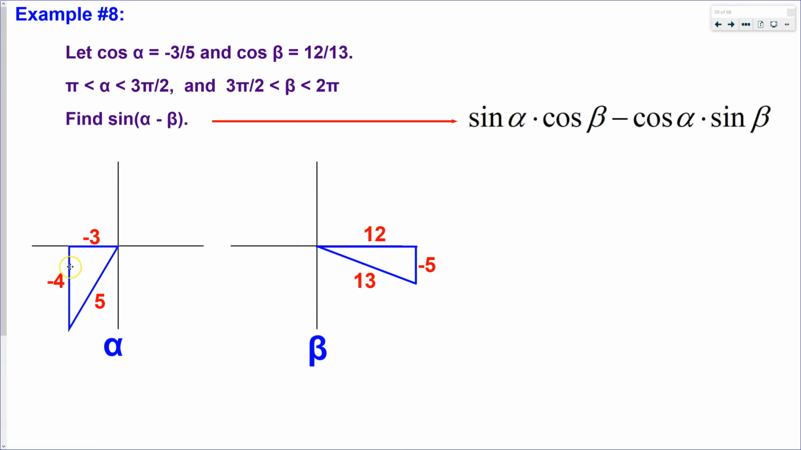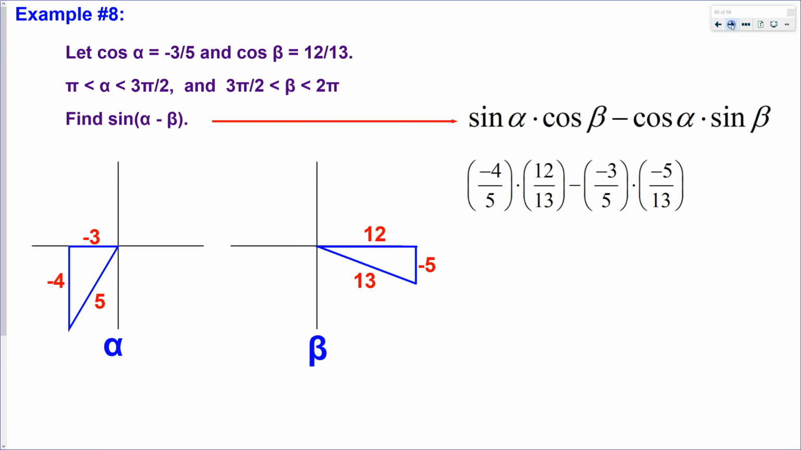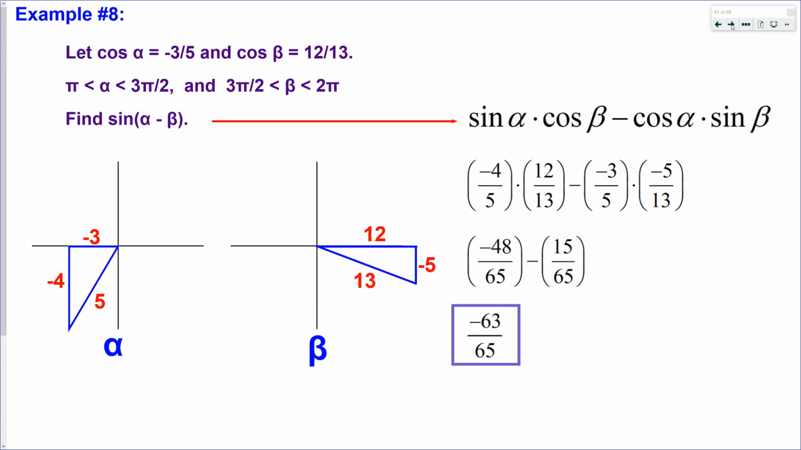So sine of alpha, that would be opposite over hypotenuse. Cosine of beta, that would be 12 over 13, just as stated. Cosine alpha, which they already gave us, and sine of beta, which would be negative 5 over 13. Punch those numbers in, and simplify.